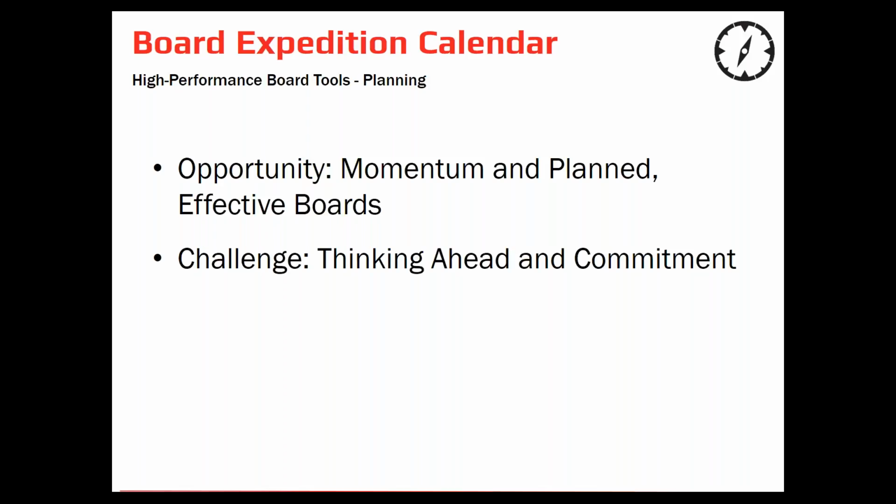The next tool, which is really important, is what we call the board expedition calendar. We call it an expedition calendar because the board goes on these annual expeditions round the compass. And so it allows the board to focus on creating a planning culture and thinking ahead. So there's two ways that this works. The first way is that it allows the board to follow a set of themes throughout the 12 months.